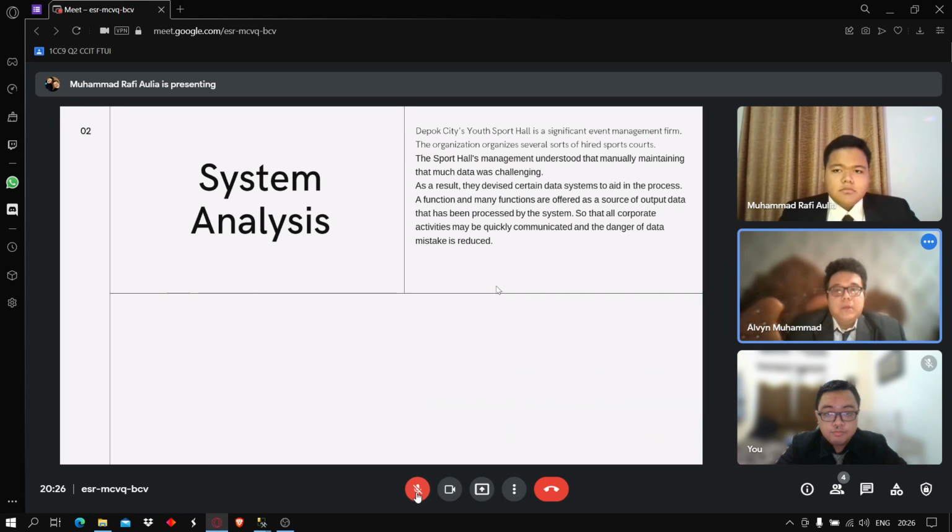Depok City's Youth Sport Hall is a significant event management firm. The organization organizes several sorts of hire sport courts. The sports hall management understood that manually maintaining that much data was challenging. As a result, they devised a data system to aid in the process. Many functions are offered as a source of output data that has been processed by the system, so that all corporate activities may be quickly communicated and the danger of data mistakes is reduced.